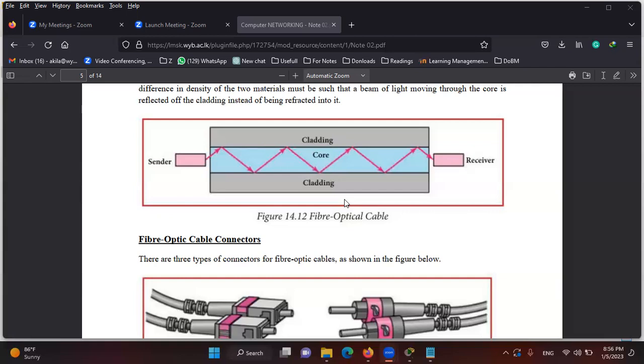Fiber optic cable is used to connect devices that are very far apart. And when we need stable, high bandwidth data transmission, we can use these fiber cables. But again, these are not flexible like copper cables.